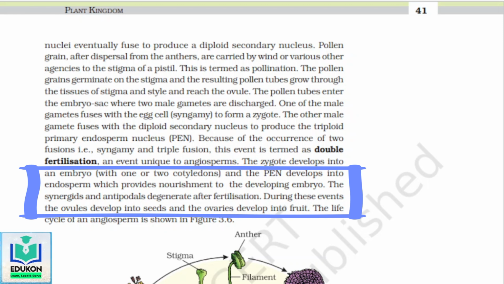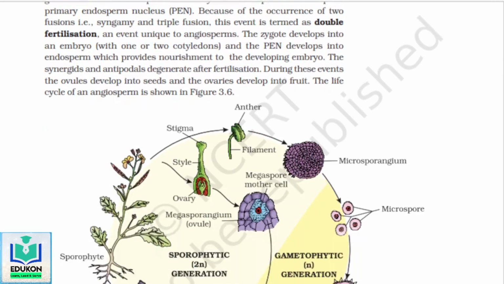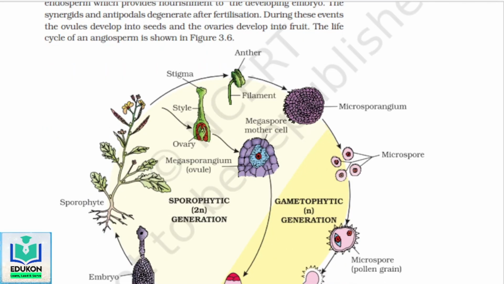Now, how do you know the sequence, how exactly this process occurs in angiosperms. The life cycle of an angiosperm is shown in figure 3.6. Let's see the cycle over here. So this is the sporophyte. And we have flowers here. Flowers have a stigma and anther. And here it gives rise to microsporangia, then microspores, then finally microspore, that is pollen grain.